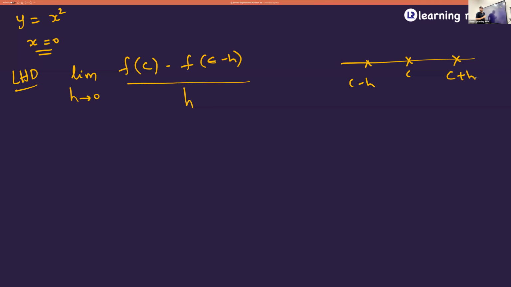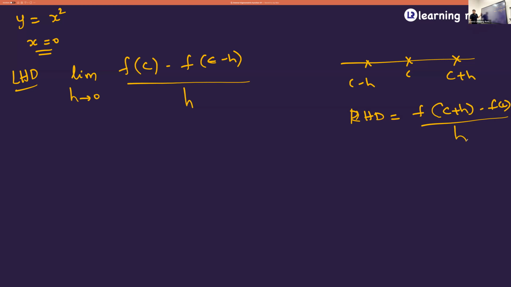You're able to understand? So similarly, if I want the right hand derivative, what will I do? Start from right to left. So f of c plus h minus f of c, divided by h. That's what you need to remember. There's not a formula or something, there's a derived part.